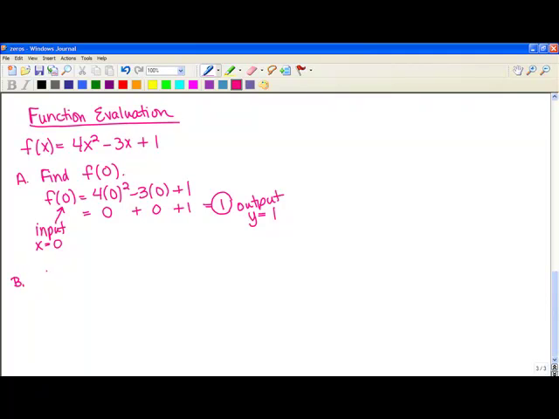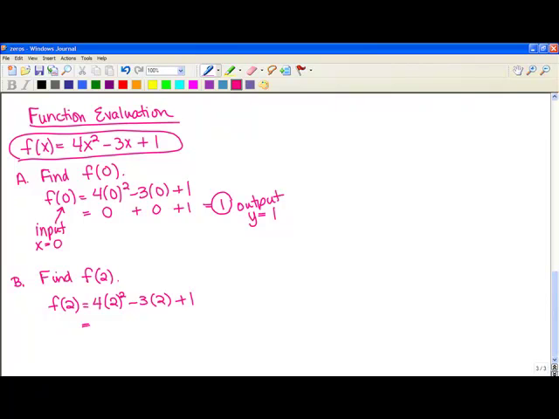Let's do another one, part B. Find f of 2. Very similar idea. I need to plug in 2 for x. We'll use the same function up here at the top as we did earlier. 4 times 2 squared minus 3 times 2 plus 1. This will give us 4 when I square the 2. 4 times 4 is 16. Minus 6 plus 1. 16 minus 6 plus 1 is 11.